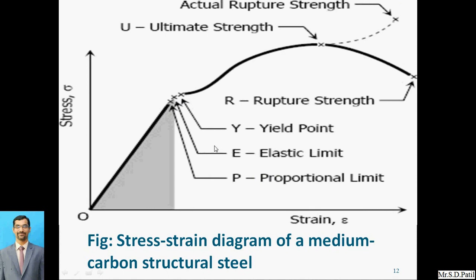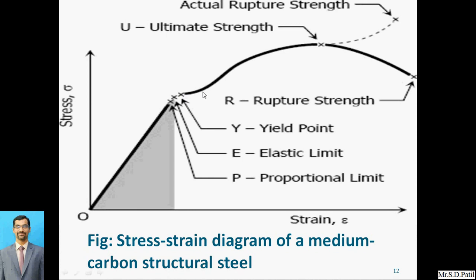So in the elastic limit, we are able to regain the original size and shape even after the removal of the load. But after the elastic limit, the first phase that occurs is the yield point, where the plastic deformation has started. From this region, we cannot regain the original size and shape of that particular material even when we remove the load.